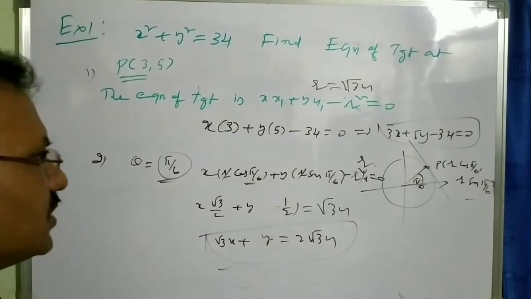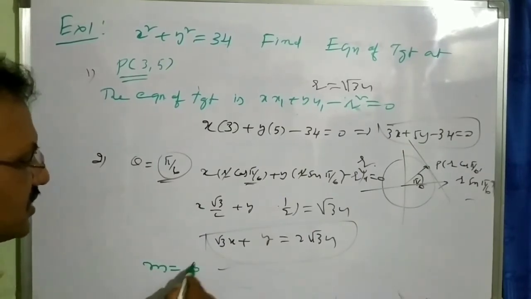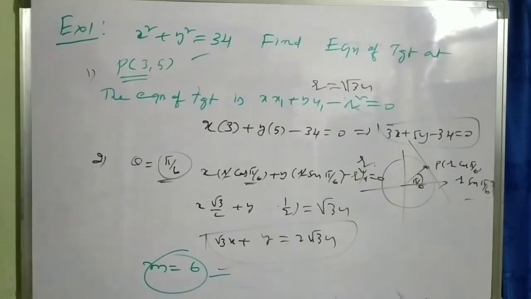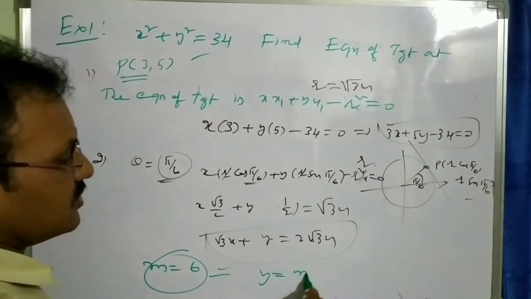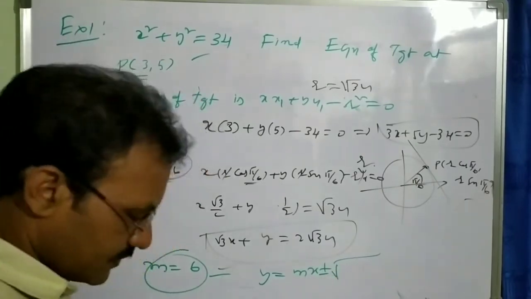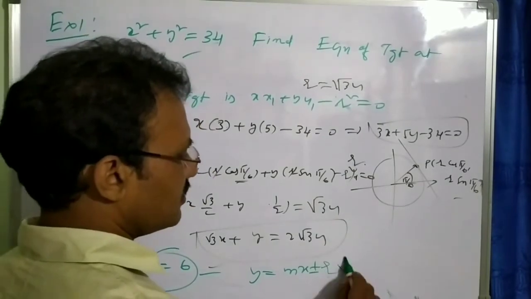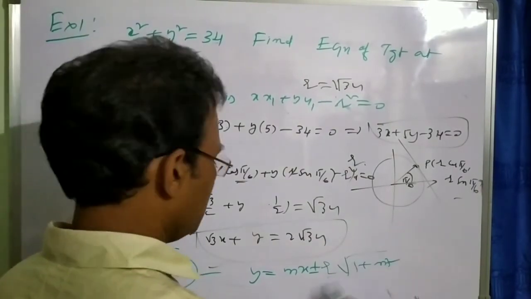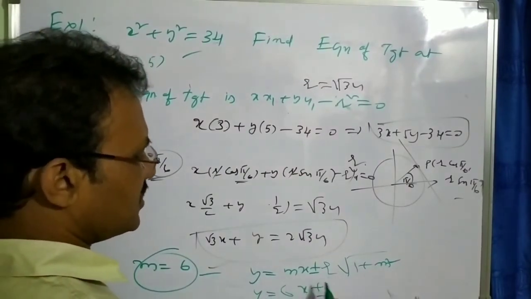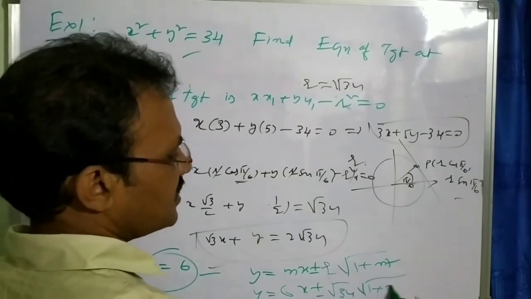Okay. What is left here is having a slope. If the slope is 6, find the equation of the tangent for this given circle. What about the slope equation? y is equal to mx plus or minus r into root over 1 plus m square. That is y is equal to m, which is 6, into x plus or minus r, which is root 34, into root over 1 plus m square.